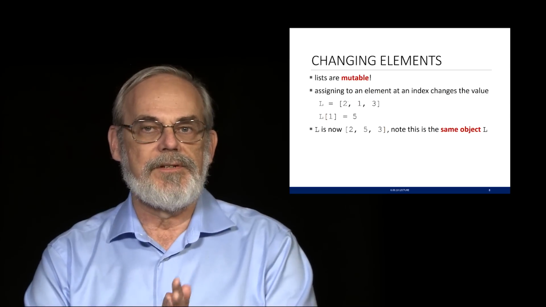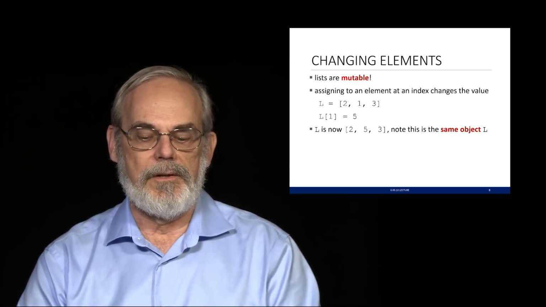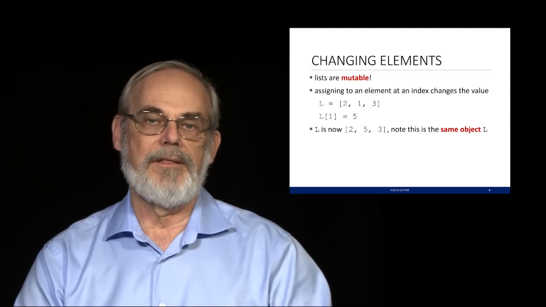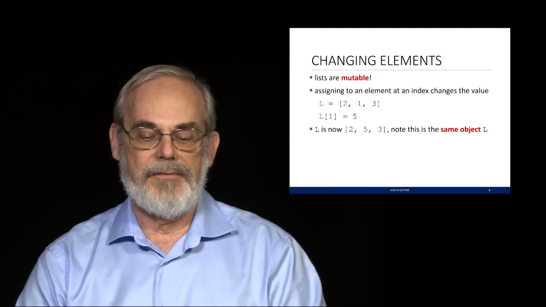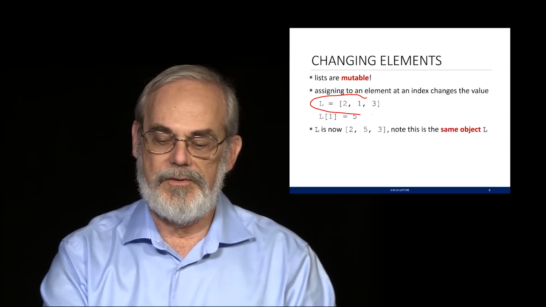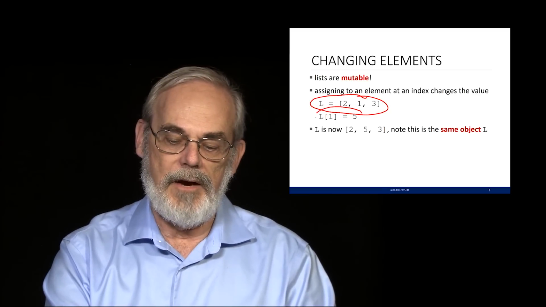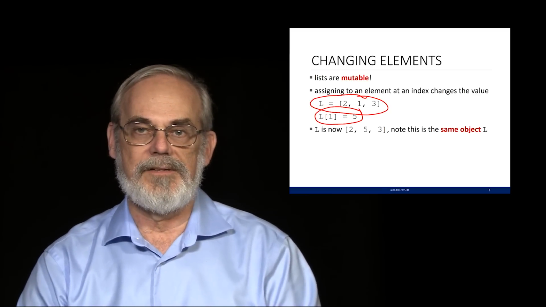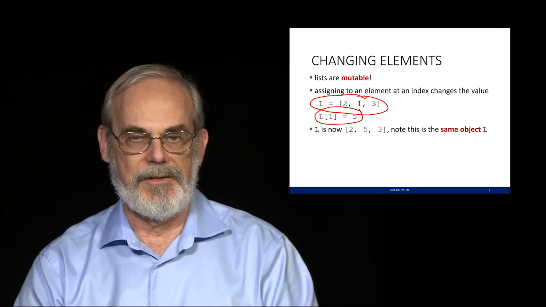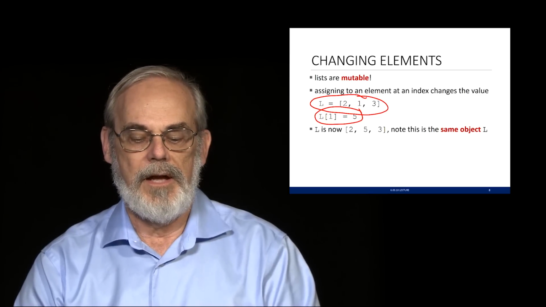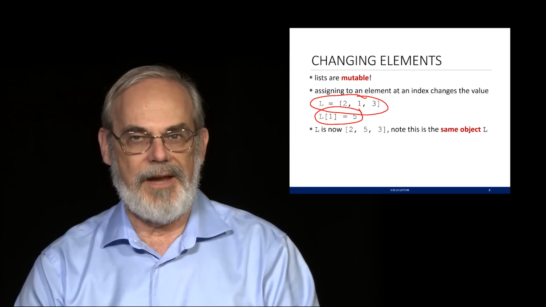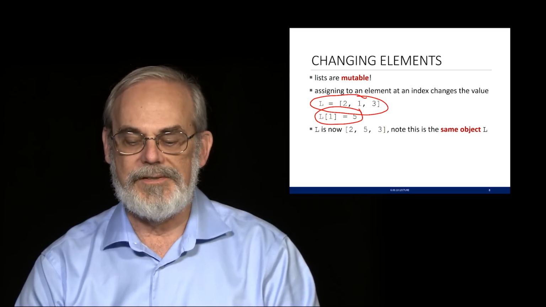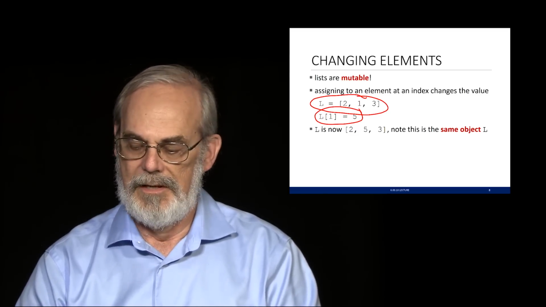As I said, lists are mutable. And so one of the things we want to look at here is how do we do it, and then what's going to be the implication of that. In particular, if I have a list like the one shown here, 2, 1, 3, I can now evaluate this expression. It says, take the element at index 1, and change it to be 5. And that will literally change L itself. It does not produce a new list. It changes the same object.